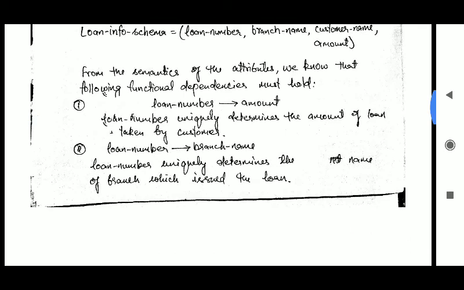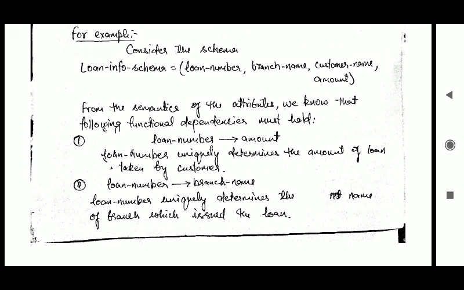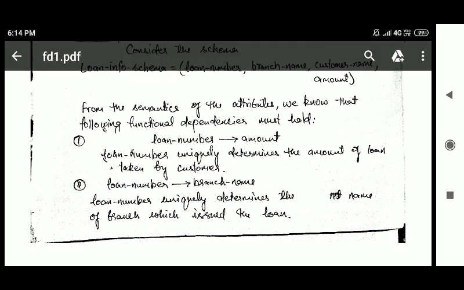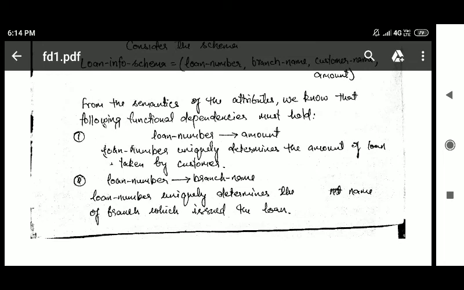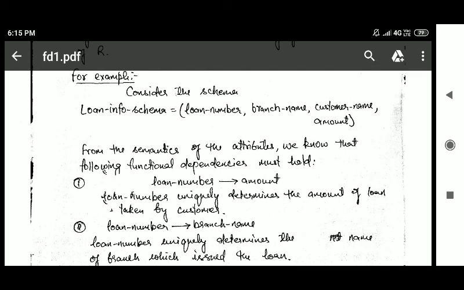Now see another functional dependency which can also be specified from the meaning of the attributes of this schema: loan number implies branch name. Since loan number uniquely determines the name of the branch which issued the loan, right? So what happens? The two tuples which have the same value for loan number must have the same values for branch name. So in this way, from the semantics of the attributes, we can specify functional dependencies.